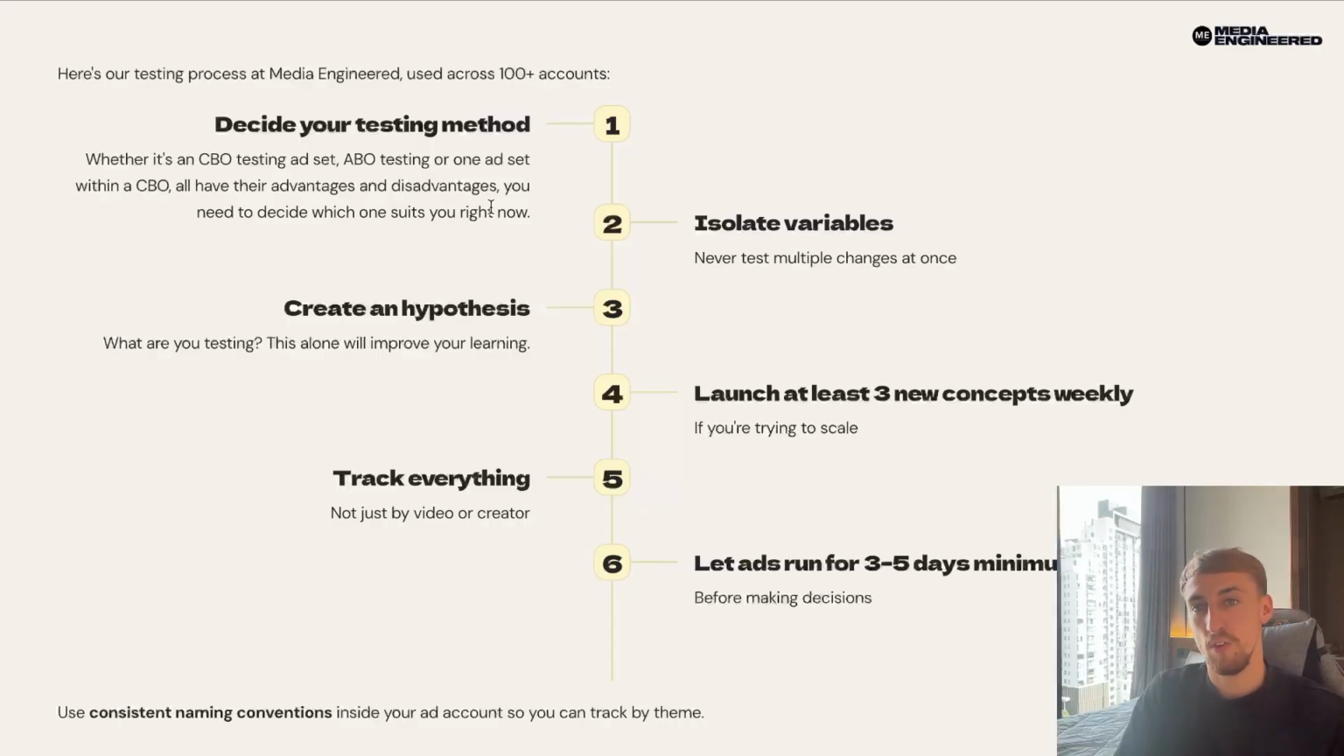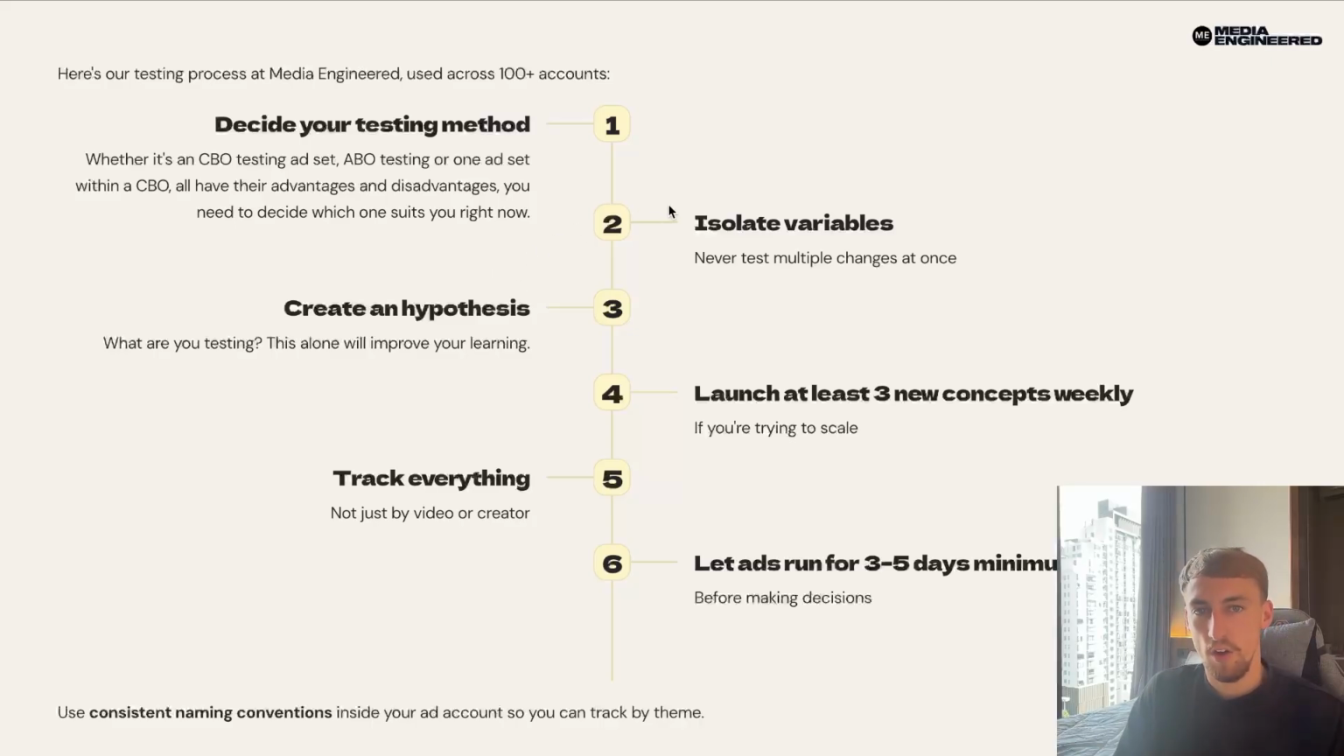So earlier I showed you a client ad account of ours, and they're using one ABO per business objective, so per getting sales for one product. You can see that's working for them. We also have clients using all of these different methods and it's working, even some using dynamic creative testing and it's performing right now. So it's a matter of testing what works for you and then scaling that.